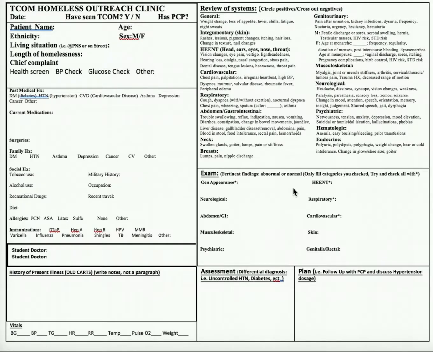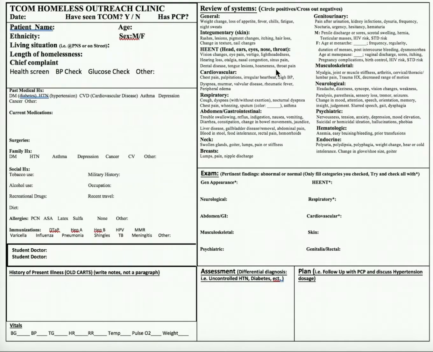Remember, don't be afraid to ask questions. We're there to learn. Be, however, sensitive. If a patient does not want to talk about something, don't force it. Now let's move on into the review of systems. Notice how we have a whole list over here and a lot of things to ask.